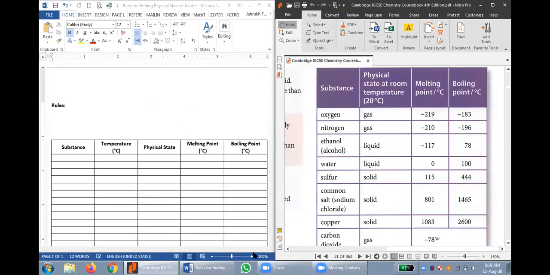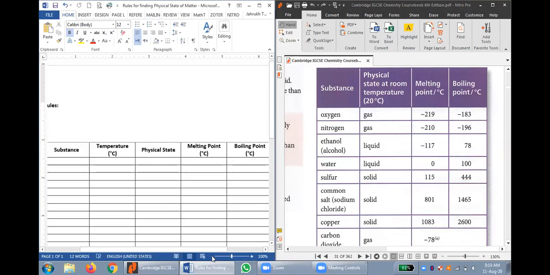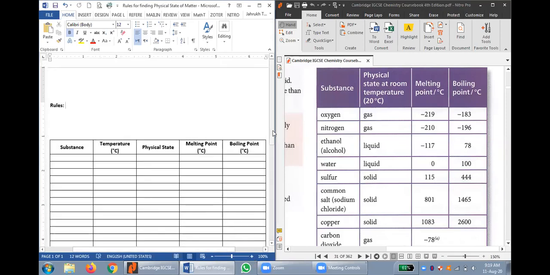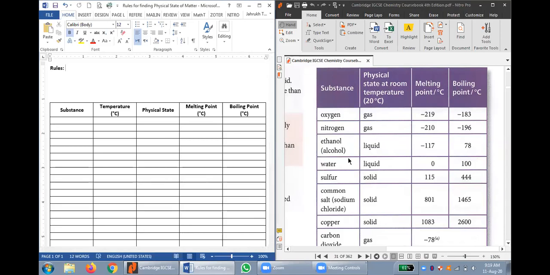So I think now both the tables are readable, right? Yes, sir, both tables are readable. Good, good. Then let's get started.